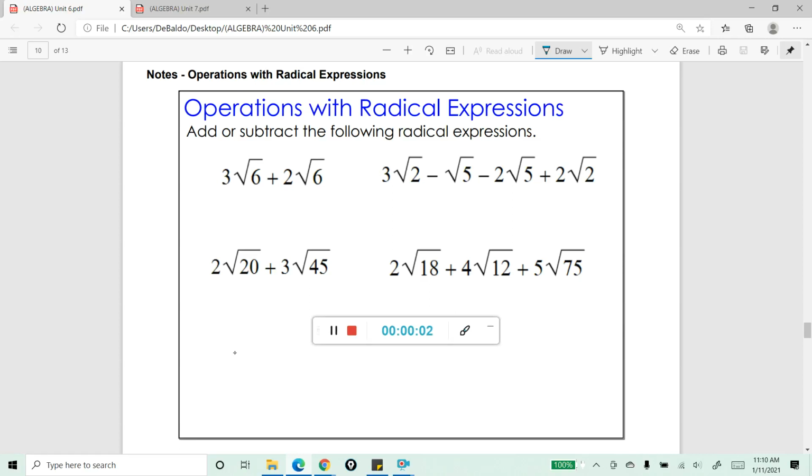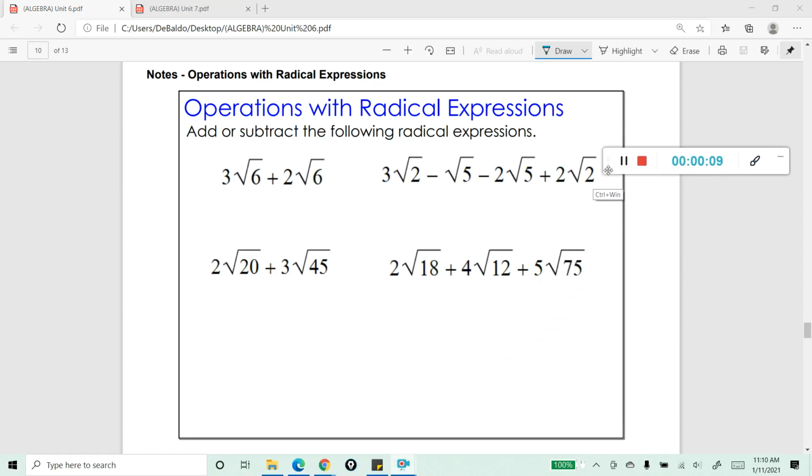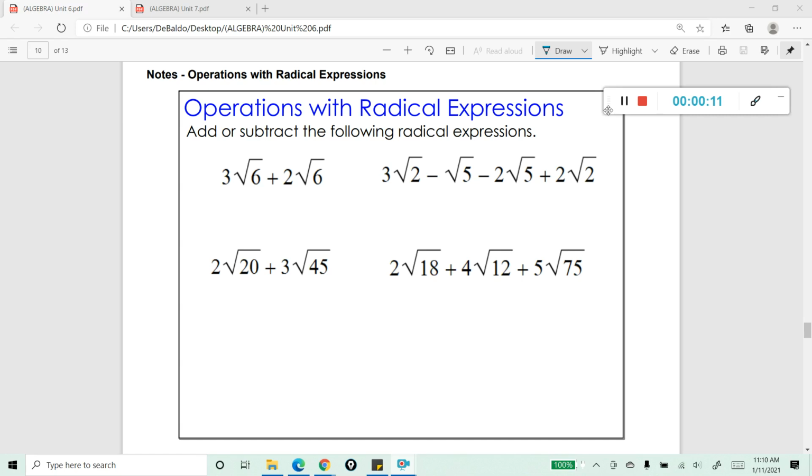In this lesson, we'll be talking about operations with radical expressions. Let's go ahead and take a look at adding and subtracting first, and then we'll move into multiplication and division. Looking at this first example, we have 3 root 6 plus 2 root 6.